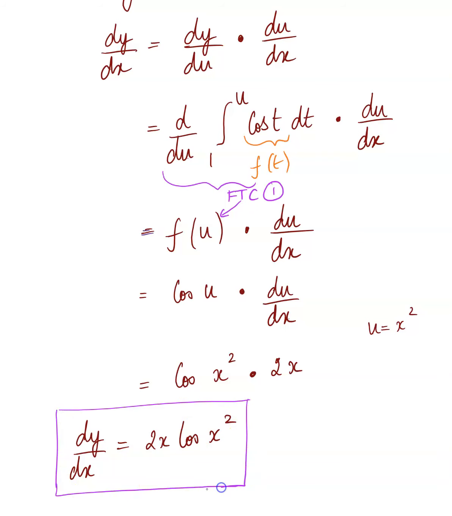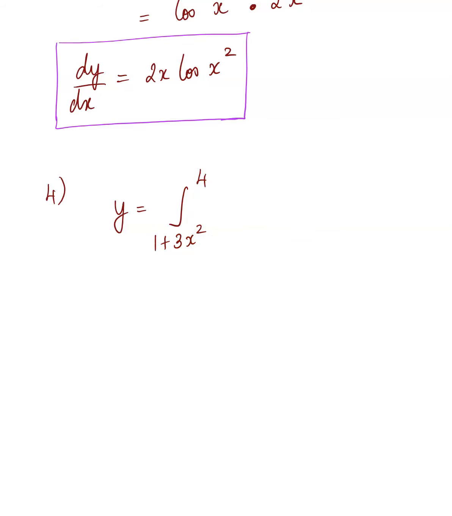We'll do another one. The integral from 1 plus 3x squared to 4 of 1 over 2 plus t dt. It does look a little complicated, don't worry. So this is d over dx of y. So this is our integral.